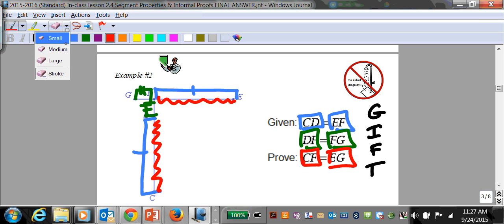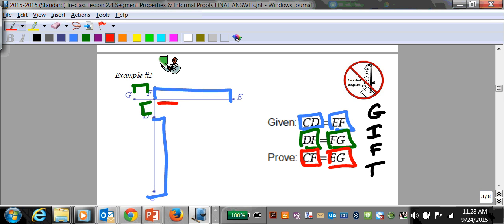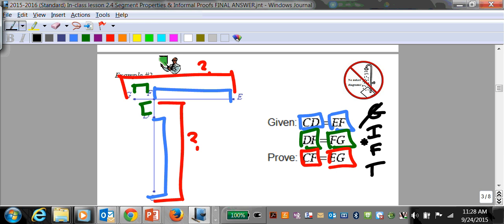Well, wait a minute. Did I color code this wrong? Hang on. EF. Okay, let me just double check that. Okay, C, D. Yeah, that was right. EF. DF, EF, and FG. Yep. And we want CF. Yeah, got it. Now we're good. So the question is, if the blues are equal, the greens are equal, why are the reds equal? Okay, so that is our given.